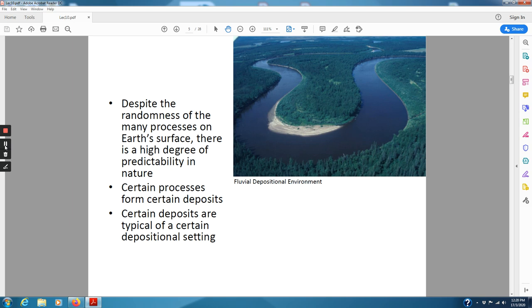Okay, so despite looking random, despite the randomness of many processes on the surface, there's actually a high degree of predictability in nature. If you look at this kind of depositional environment here, this is a fluvial depositional environment with rivers, and this is a meandering river system. If you go to any meandering river system in the world, they will share similar characteristics in terms of the types of sediments which are deposited in the environment. So there's a high degree of predictability, because certain processes form certain deposits. And because of this, certain deposits are typical of a certain depositional setting.